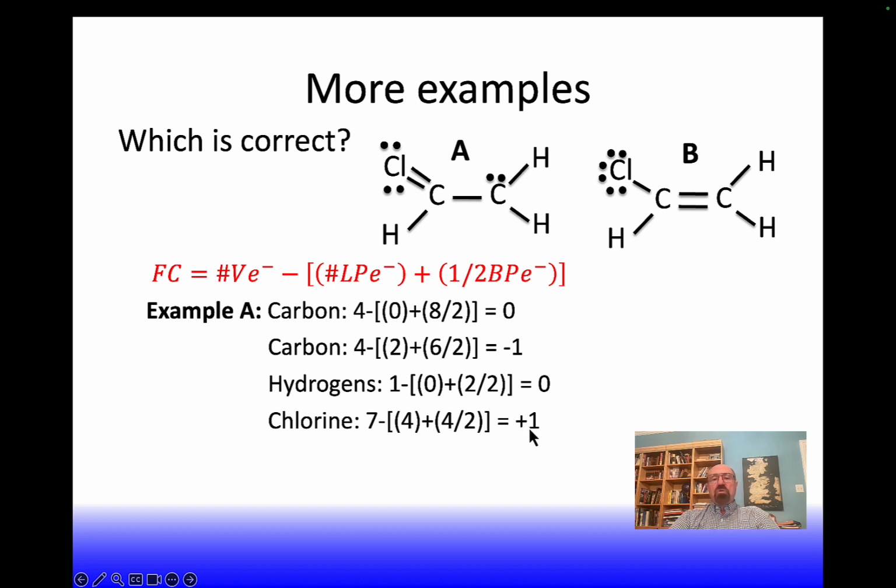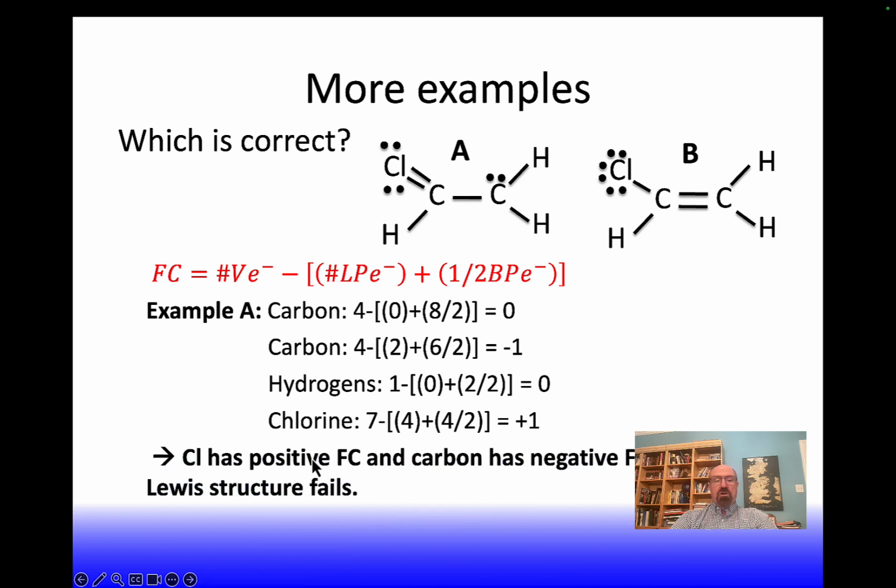Now, remember one of the rules was that the most electronegative atom, if there's going to be any negative formal charge, has to have it. Well, it doesn't have a negative charge. The carbon does, and that's less electronegative. So chlorine has a positive formal charge. Carbon has a negative formal charge. This Lewis structure fails. No good. Now, let's look at B.